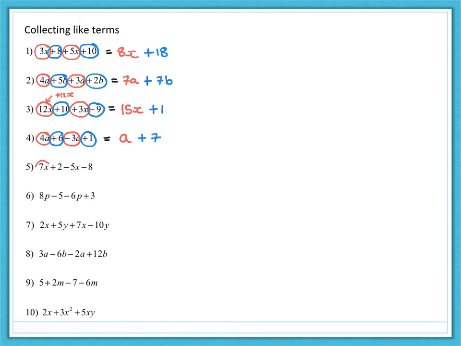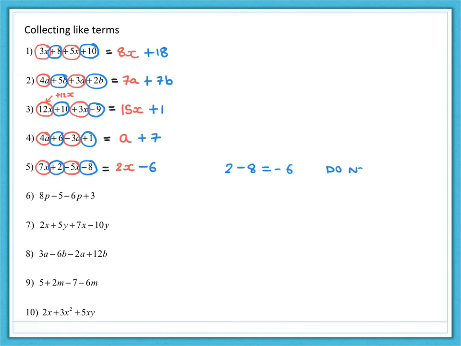Question 5, let's circle 7x minus 5x, and let's carefully circle positive 2 and negative 8. Now 7x take away 5x gives us 2x. Positive 2 minus 8 gives us negative 6. Now we just simply write the negative 6.